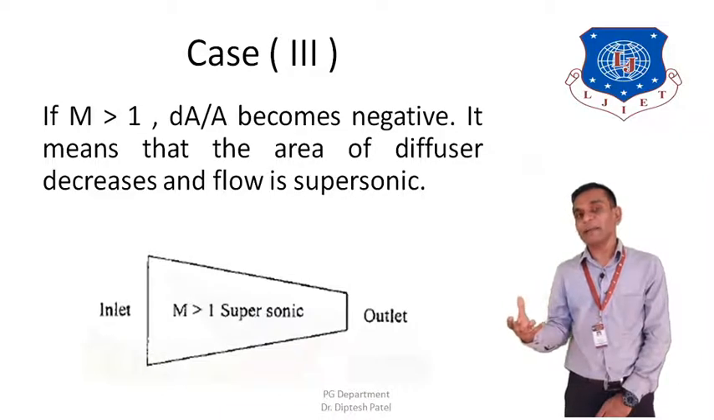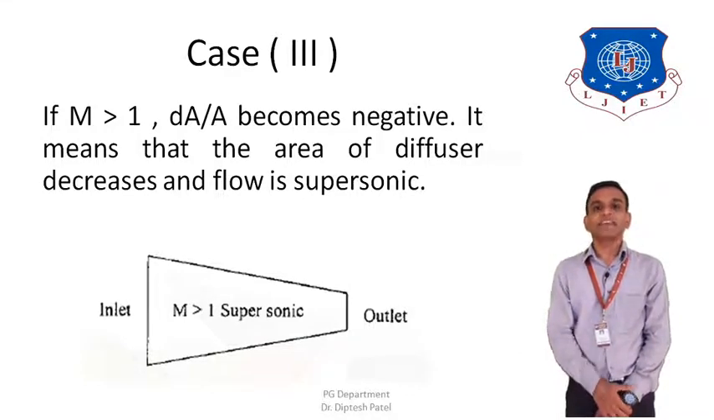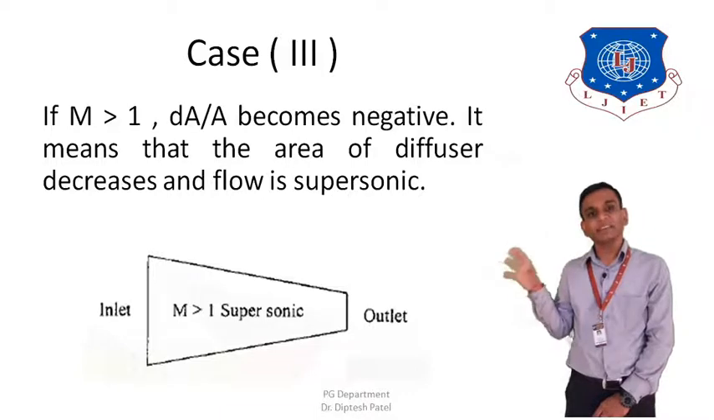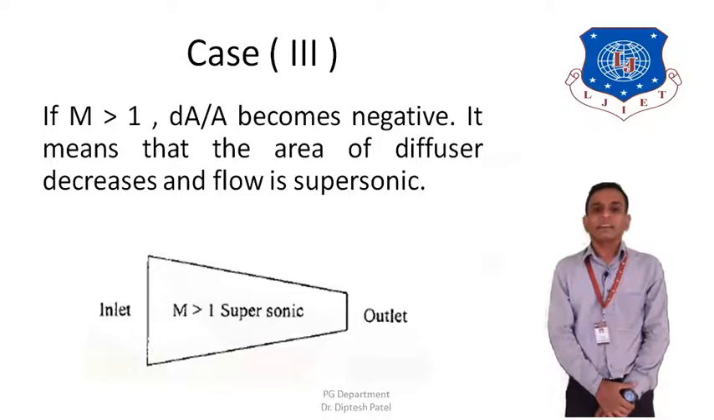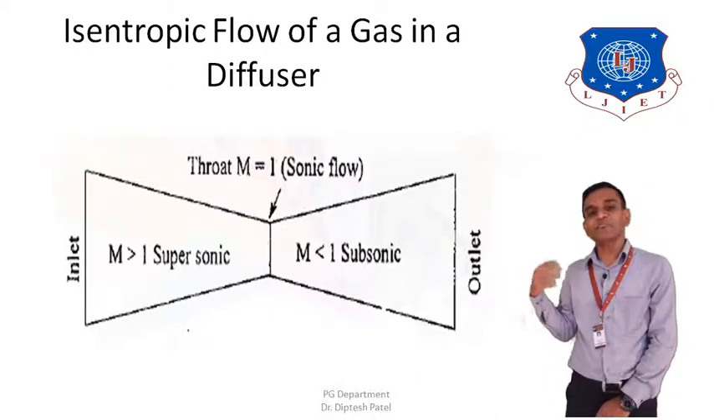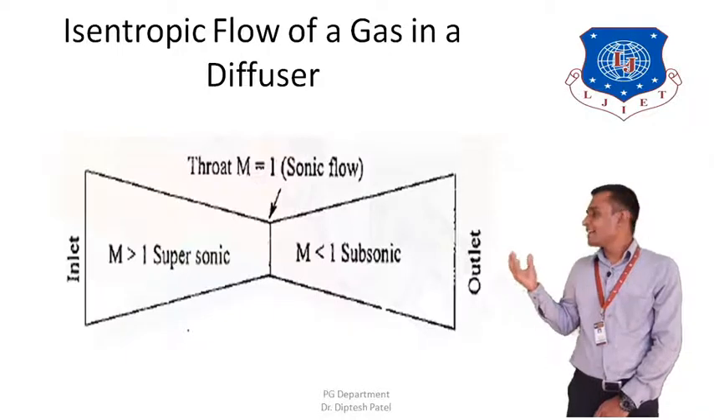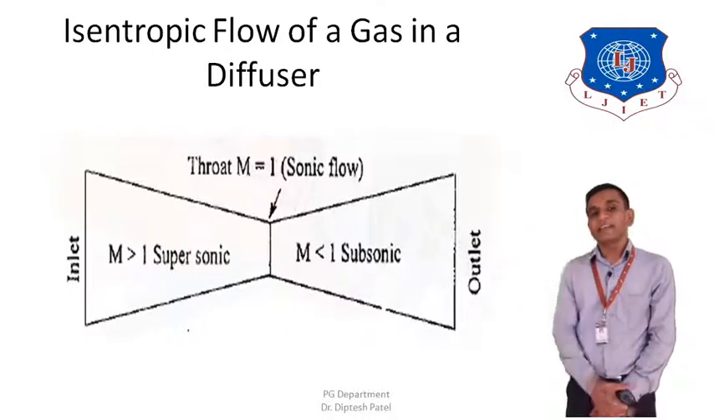Now if we consider M higher than 1, then the ratio dA upon A becomes negative, and it means that the area of the diffuser is decreasing and the flow is supersonic, and it is a kind of converging diffuser. Now if we put all these together, we get a diffuser which is a converging diverging type. And if we understand the isentropic flow through the diffuser of compressible gases, then at the inlet section we would have a supersonic flow.